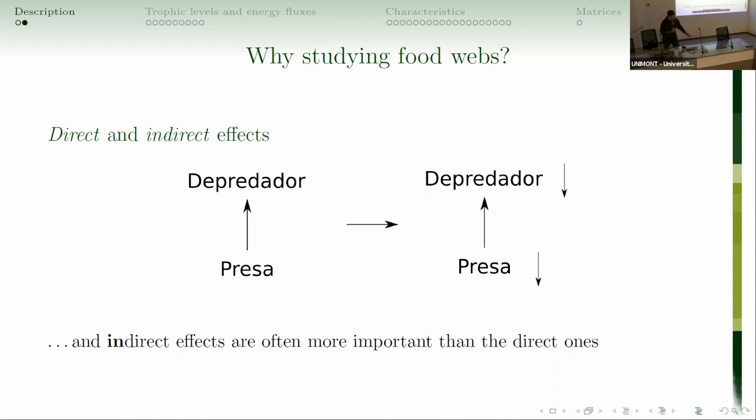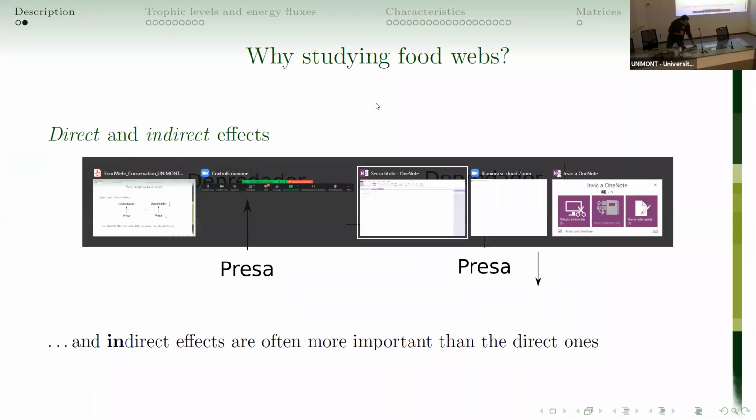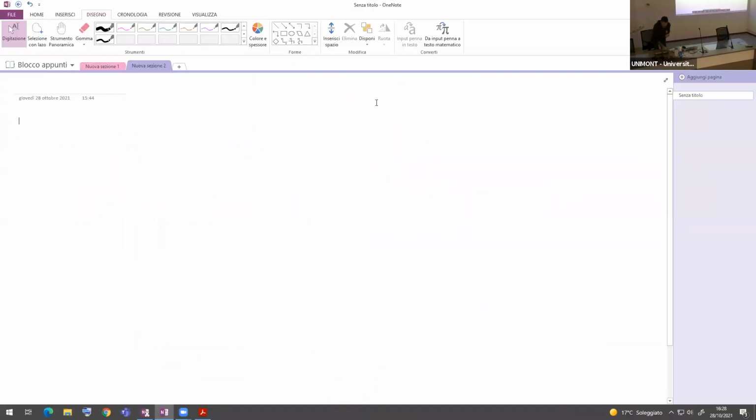Now let me try something that I've tried before. Imagine that this is the predator, and this is the prey. And what we see is that when the predator goes down, this one goes down too. This is what we are not expecting. We're expecting that this would go the other way, but it's not the case.